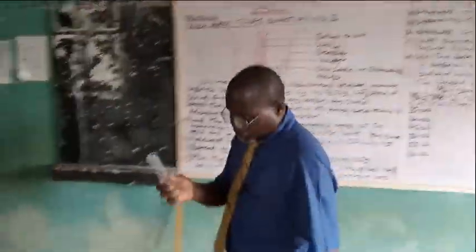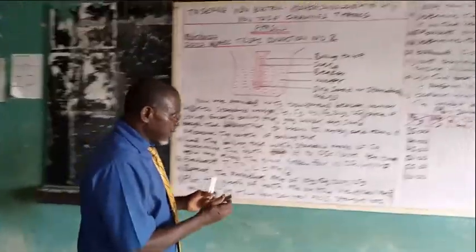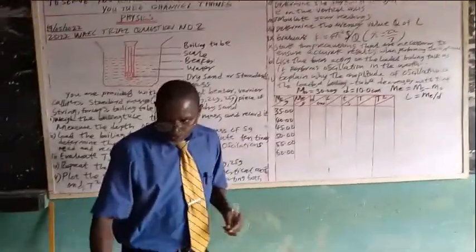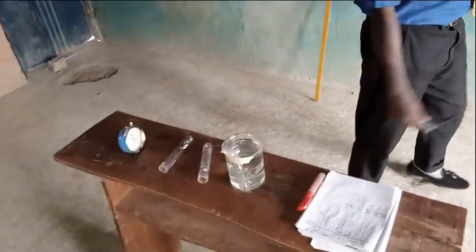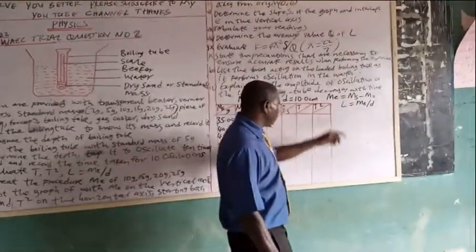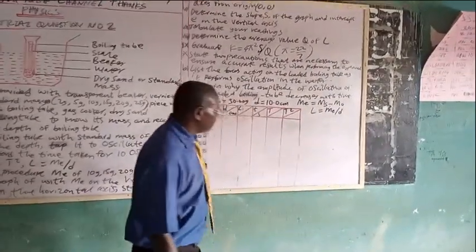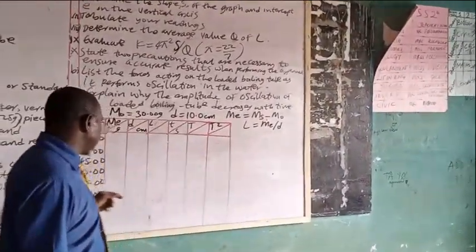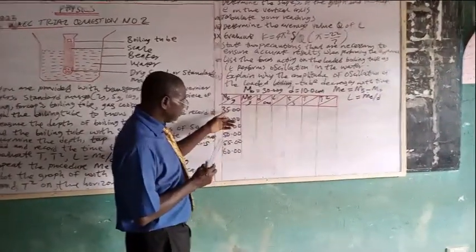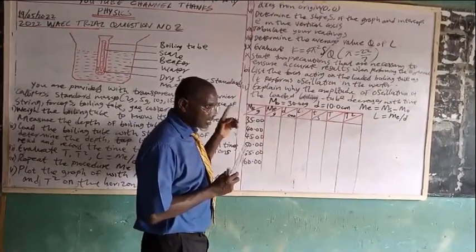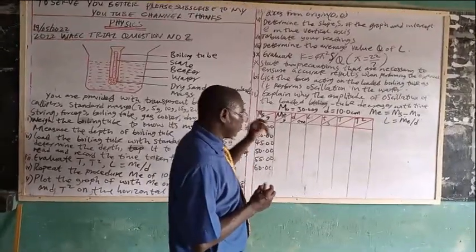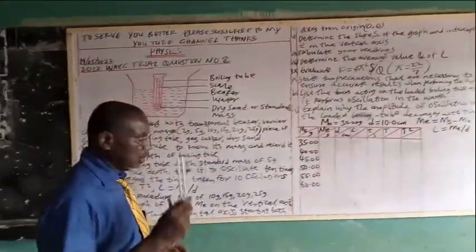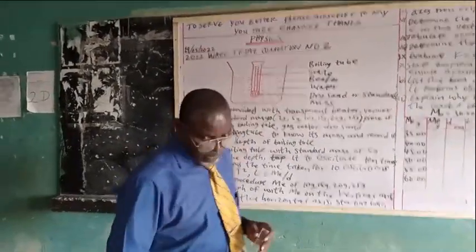Now, the mass of the boiling tube has been determined. The mass is 30 grams. The depth of the water in the beaker has been determined. It is 10.00 centimeter. The formula to find the mass: M is the mass of the boiling tube together with the sand minus the mass of the empty boiling tube.